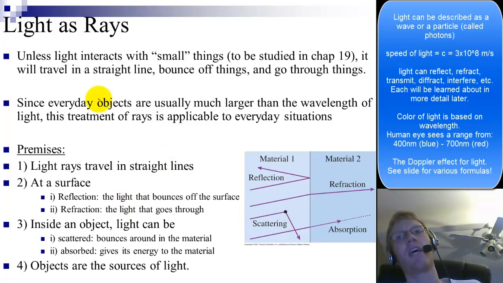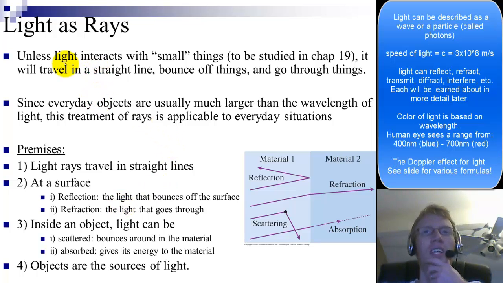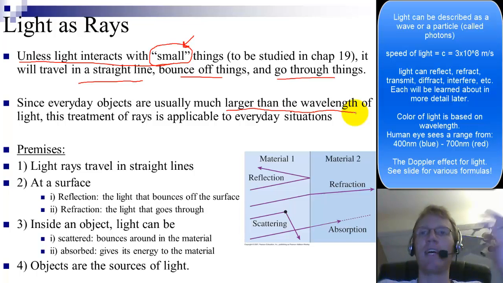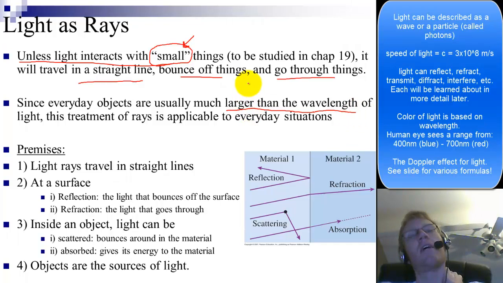Okay, so again, thinking of light as rays, what happens when it hits things or interacts with things? Unless light interacts with small things, which I'll quantify in a second, it will travel in a straight line and either bounce off or pass through objects that it encounters. When it hits things that are very small, and by very small, I mean the actual wavelength of the light, which is probably less than a micrometer, maybe 400 to 700 nanometers, which is really, really tiny. When it's interacting with everyday objects, it's never interacting with things that are that small. And so for the most part, with everyday objects, it can be treated as a ray traveling in straight lines.